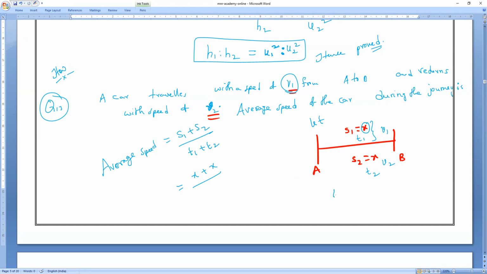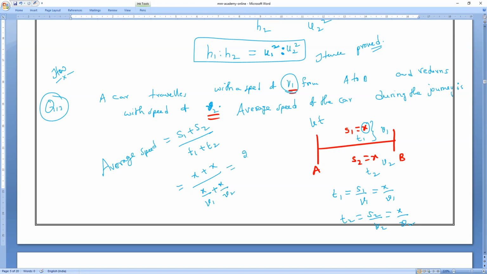Then T1 will become what, Nivedan? T1 is equal to S1 divided by V1, means x by V1. Next, T2 is equal to S2 divided by V2, means x divided by V2. Right or wrong? We solved it in the previous semester also. So x divided by V1 plus x divided by V2.